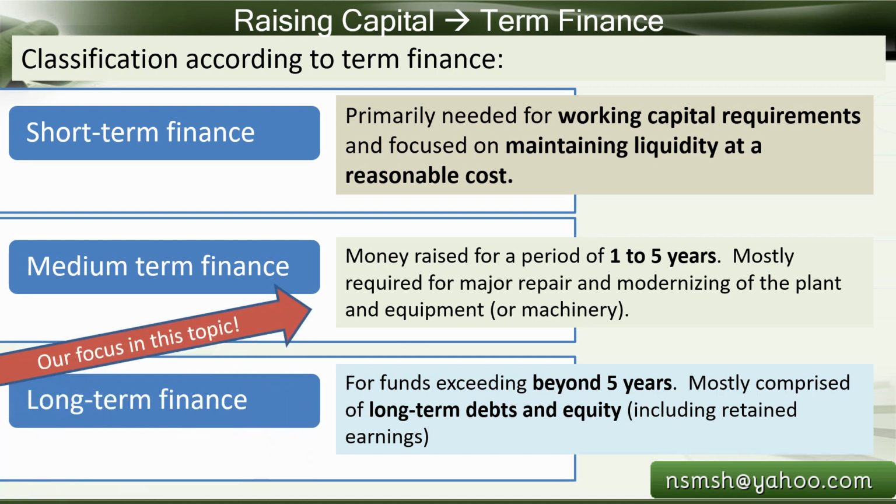This particular topic is about medium-term finance. Our focus will be on money raised for a period of 1 to 5 years, mostly required for major repair and modernizing of plant and equipment, machinery, and similar items. Long-term finance, mostly debt financing beyond 5 years, we already covered in Topic 2 of this Part B.